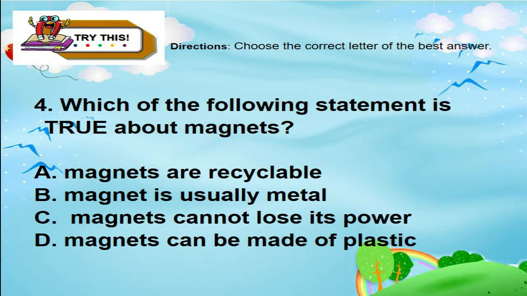Number 4. Which of the following statements is true about magnets? A. Magnets are recyclable. B. Magnet is usually metal. C. Magnets cannot lose its power. Letter D. Magnets can be made of plastic.